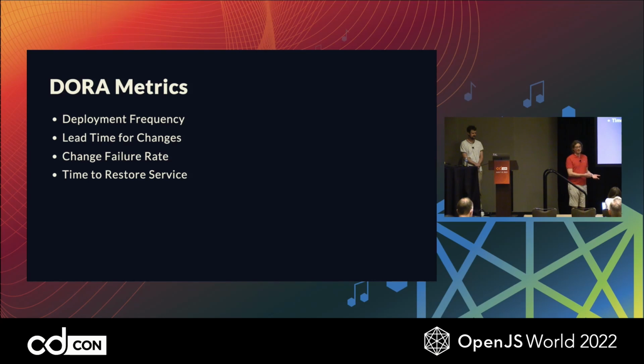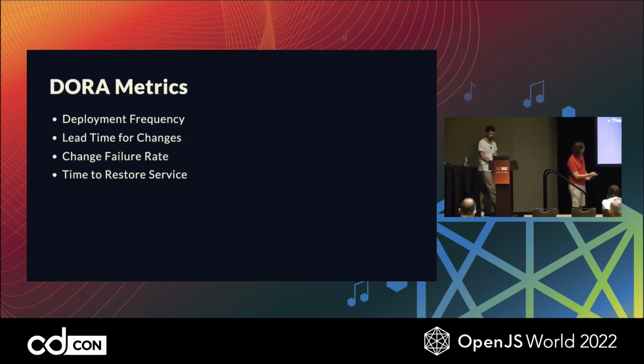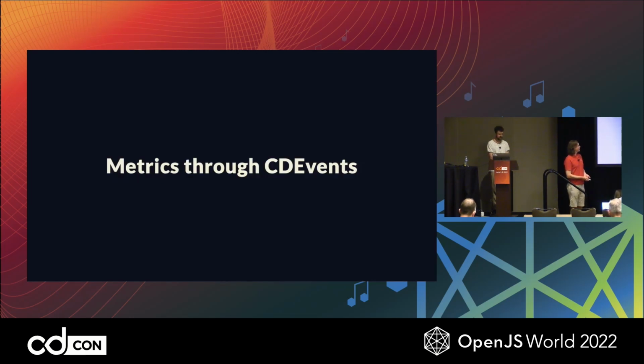And so these 4 metrics do not necessarily cover all the aspects of DevOps, but they give us a good feeling of how well an organization is performing in their DevOps implementation. Organizations may define their own metrics, but we take this as a starting point to work with CDEvents. So how can we then measure metrics through CDEvents?